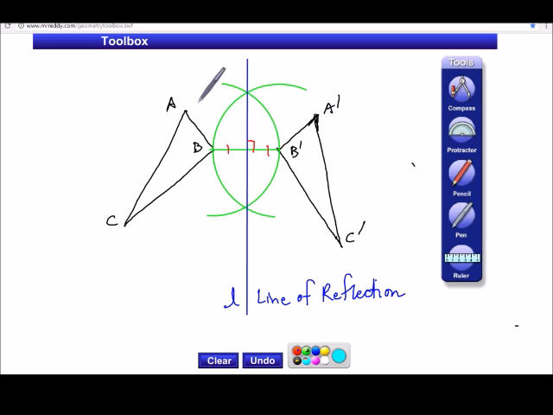And this is also true for this segment, perpendicular. These two segments are equidistant from the line of reflection, and this is also true for these 2 points, perpendicular, and these points are also equidistant from the line of reflection. So again, perpendicular bisectors, very useful.